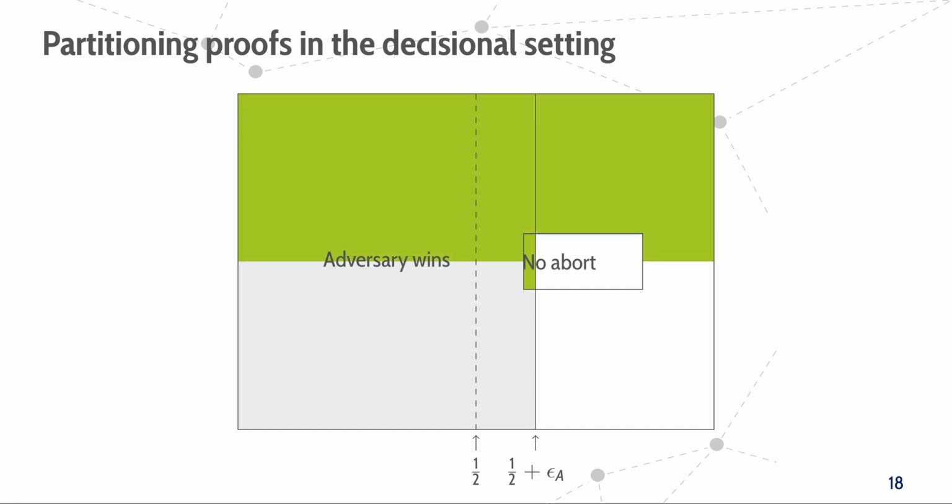Unfortunately, we are still not there, because the reduction wins in less than half of the cases where it doesn't abort, and what we need is more like this, where in the no abort case, the reduction wins with much more. Showing that this holds has been rather cumbersome for most of the partitioning strategies, with whole papers on optimizing this part of the proof, like the one by Bellare and Ristenpart at Eurocrypt 2009.